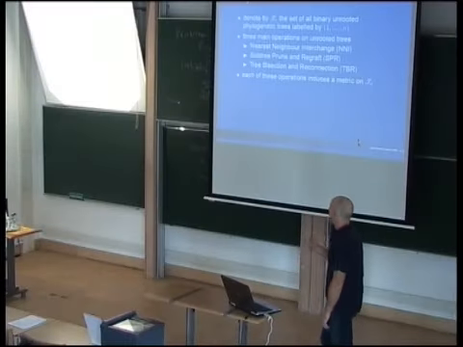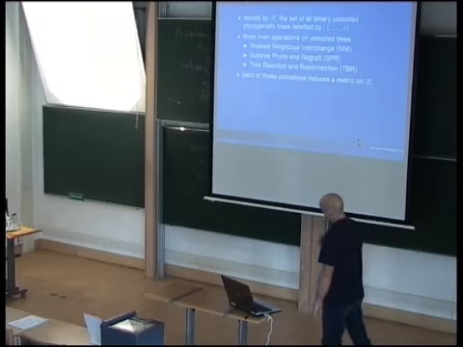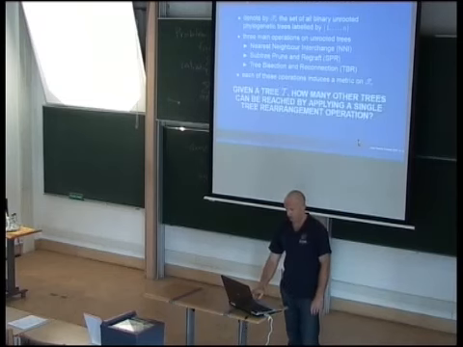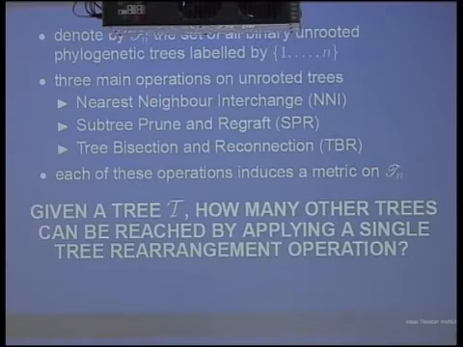The nice thing about all of these operations is that they do induce a metric space on T_n, so there are nice properties to this. And what I'm interested in today is, given a tree, how many different trees can you reach by performing one single operation? So we're looking at how quickly you can cover the space of trees using one of these algorithmic searches, essentially.